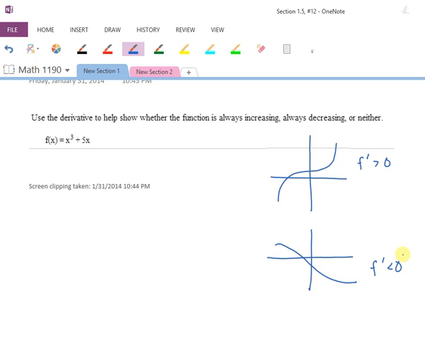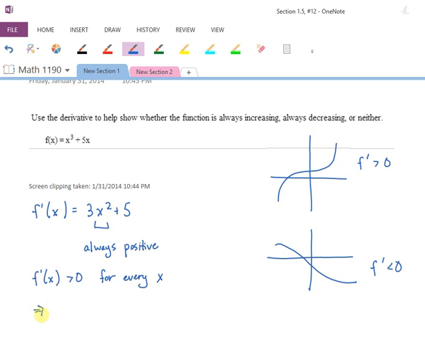So we just want to look at f prime and see if it's greater than 0 or less than 0. So I'm just going to take the derivative. f prime of x is 3x squared plus 5. I don't have to use a lot of fancy math to figure this one out. x squared is always positive, because it's a square. Multiplying it by 3 doesn't make it negative, and adding 5 certainly doesn't make it negative. So f prime of x is greater than 0 for every x.